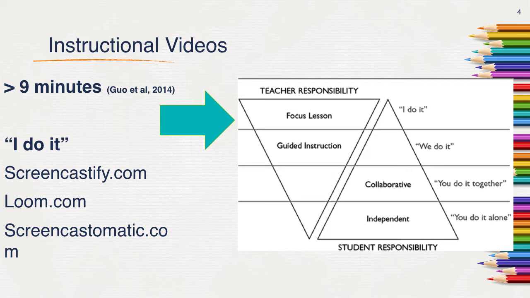Keep these short. Research tells us that engagement really drops off after 9 minutes, but know that shorter is even better. Here are 3 tools for creating screencasts that you might want to try. A screencast records your screen as you talk, so you can walk through slides or type out practice problems, and students will hear your voice.